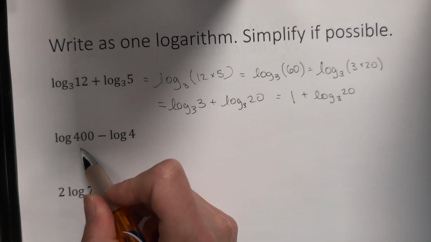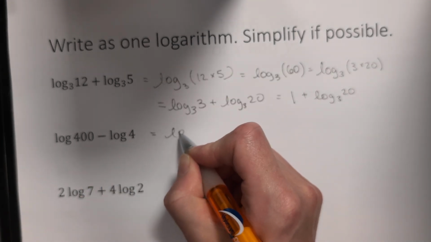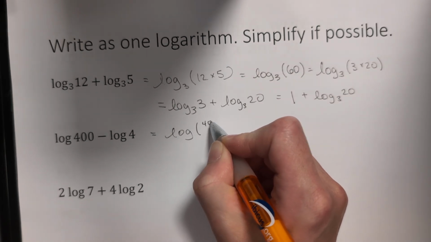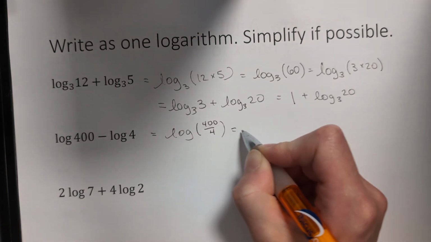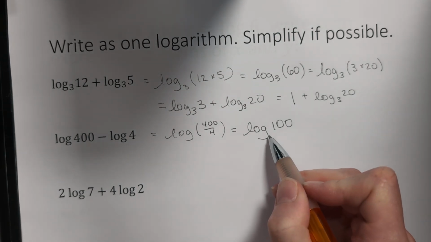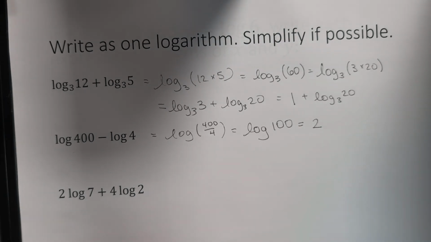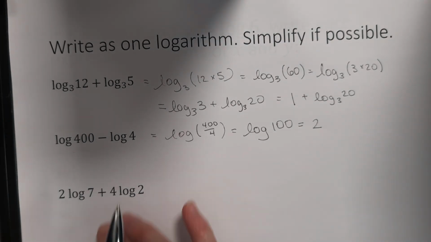The next one, log of 400 minus log of 4. That separated subtraction can come together as division. That's log base 10 of 100. And this is asking us 10 to the what is 100? 10 to the 2 is 100. That one's a nice simple one, which we wouldn't have seen if we didn't have those properties.